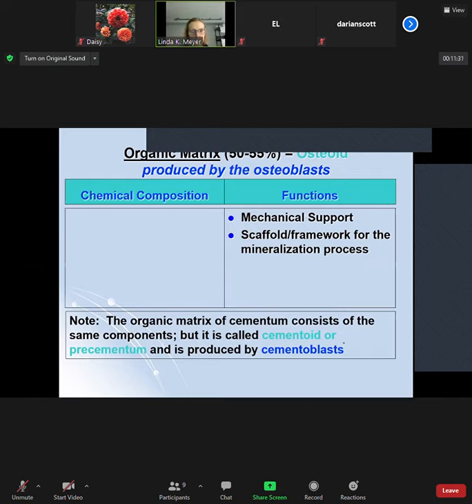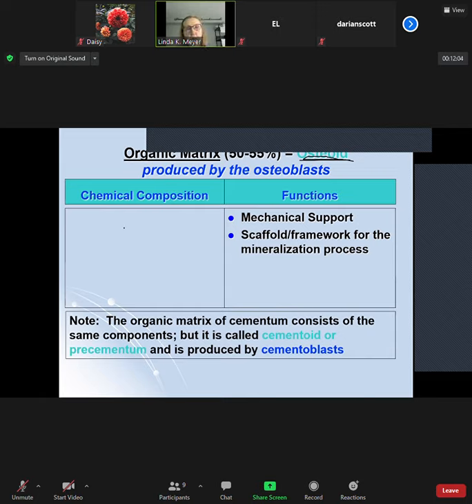Okay. So let's look at this organic matrix. First of all, the name of the organic matrix in bone is called osteoid. So if you just write that in the chart, and this organic matrix is again produced by the osteoblasts. We've already established that the osteoblasts produce the osseous tissue or the bony tissue.